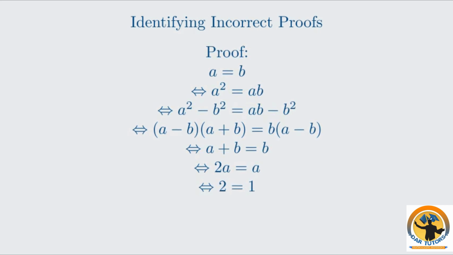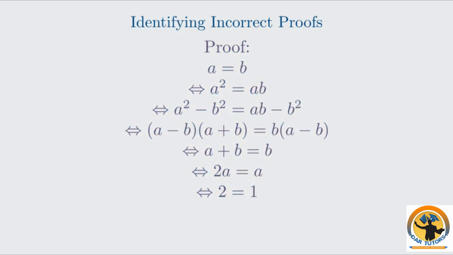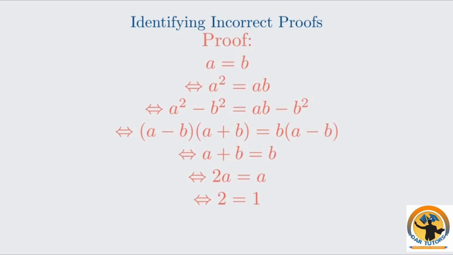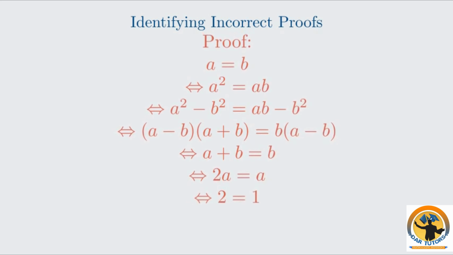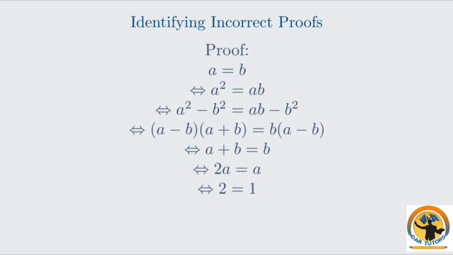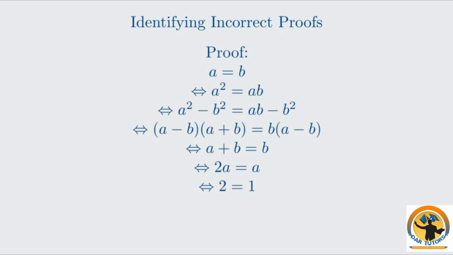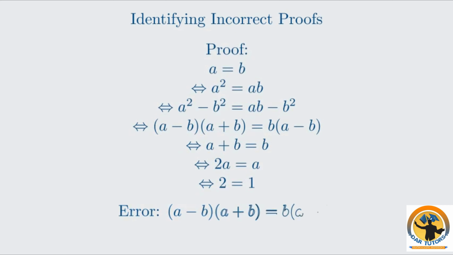Let's examine each step. The first few steps are valid equivalences. The error occurs in the step where we go from (a minus b)(a plus b) equals b(a minus b), to a plus b equals b. This step involves dividing both sides by the term a minus b. However, our initial hypothesis was that a equals b. This means that a minus b is equal to 0. You can never divide by 0. This step is invalid, and it's what leads to the nonsensical conclusion.